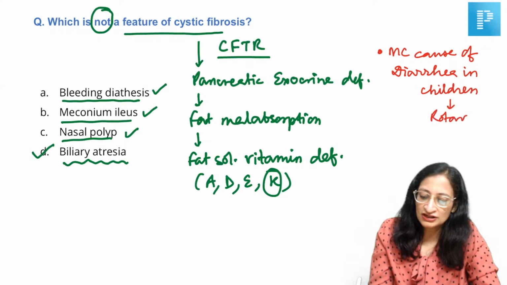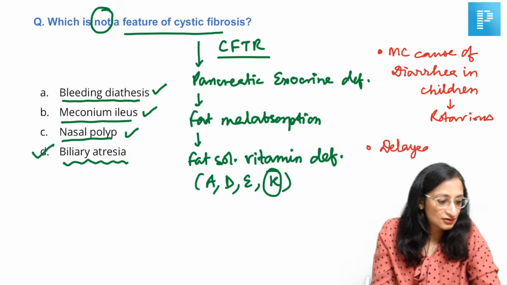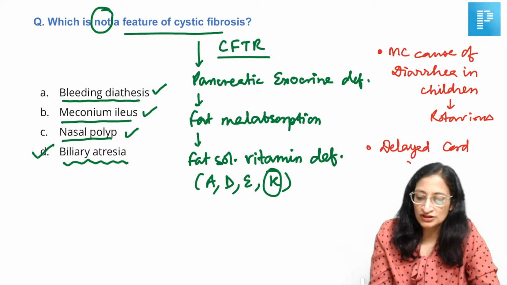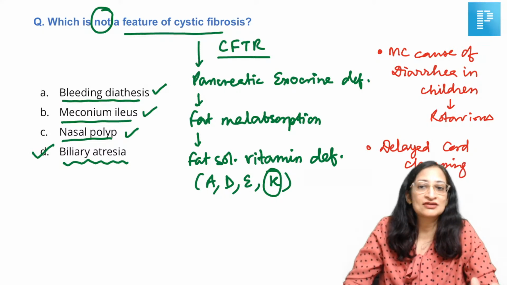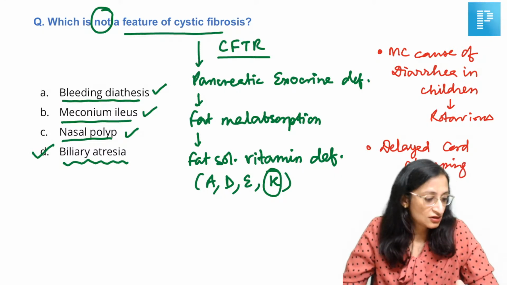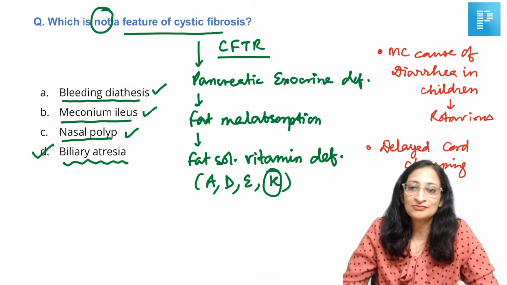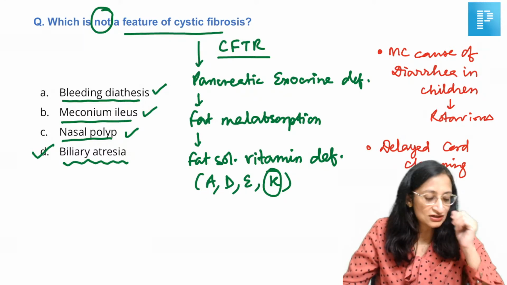Was there a question on delayed cord clamping? I think there was a question on delayed cord clamping. So delayed cord clamping, ideally it should be done in all stable term as well as preterm babies. Was there a question on delayed cord clamping? Please confirm. Yes, so Ansari Aziz says yes.